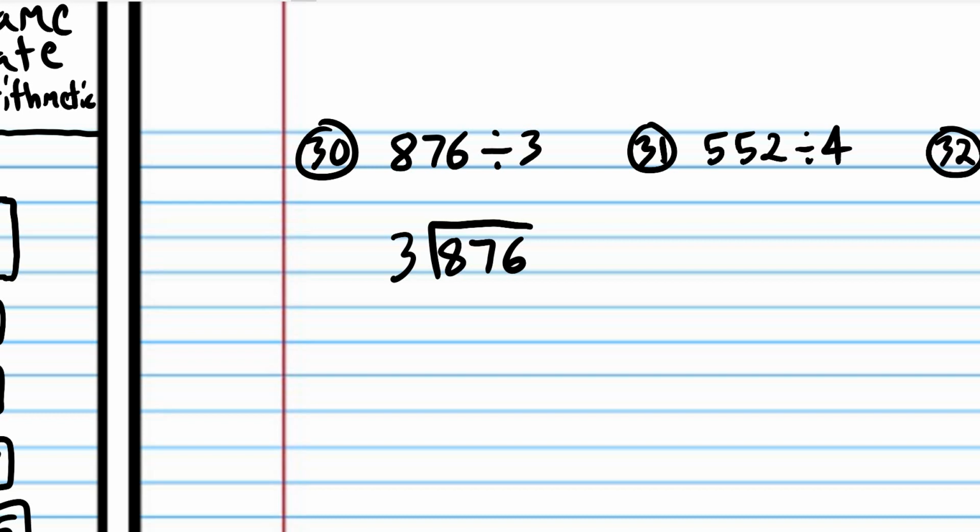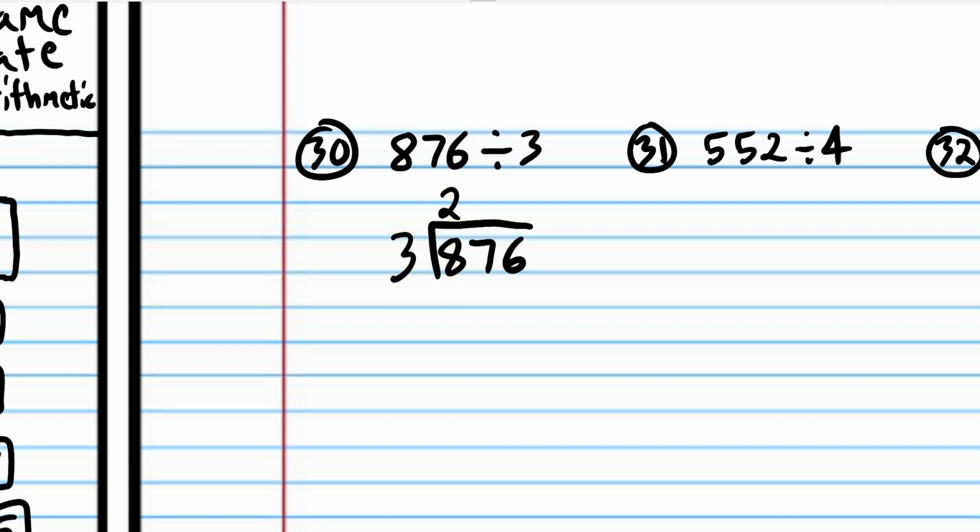So here's the algorithm. How many times does 3 go into 8? Well, it doesn't go evenly, but it does go 2 times. That's step 1 of the algorithm, or step 1 of the first cycle. Remember, there are cycles. This problem is going to have 3 cycles, and every cycle has 3 steps. So step 1 of the first cycle is, how many times does 3 go into 8? It goes in 2 times.